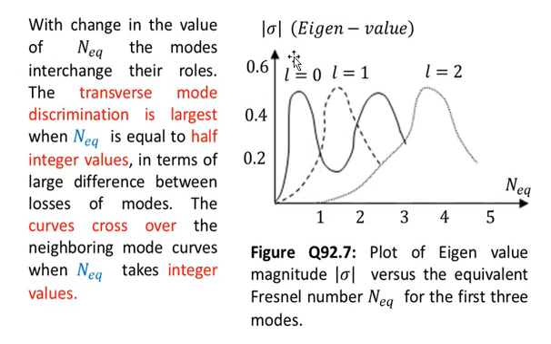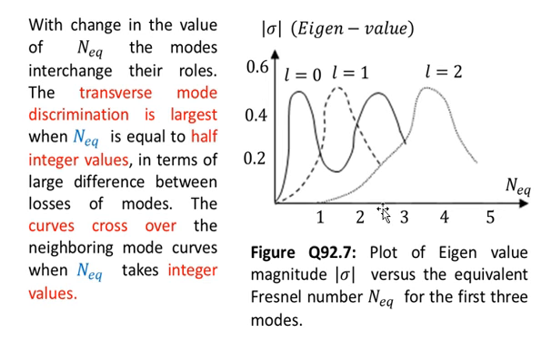So sigma, that is the eigenvalue, has been plotted on the vertical axis, and we are plotting the equivalent Fresnel number on the horizontal axis. So the caption of the figure is a plot of eigenvalue magnitude |sigma| versus the equivalent Fresnel number N_eq for the first three modes, that is for the L equal to 0 mode, L equal to 1 mode, L equal to 2 mode.